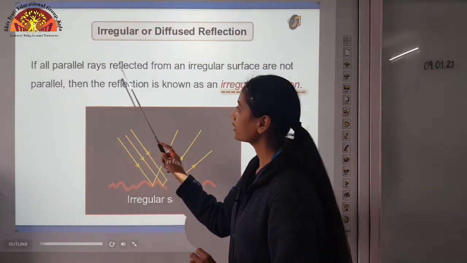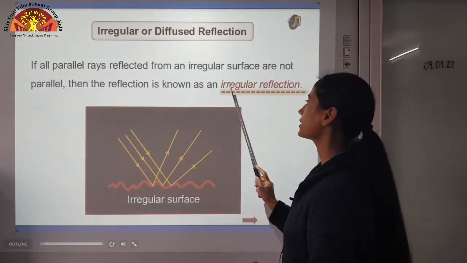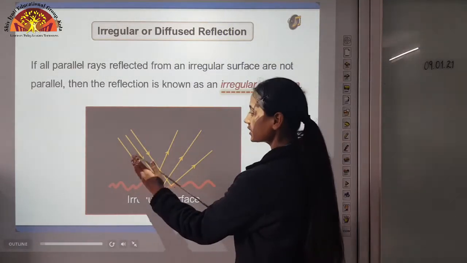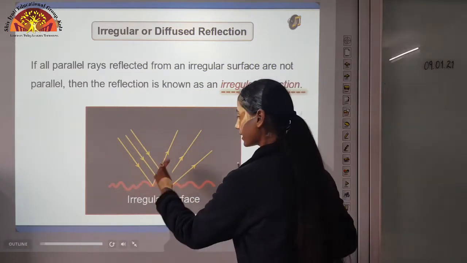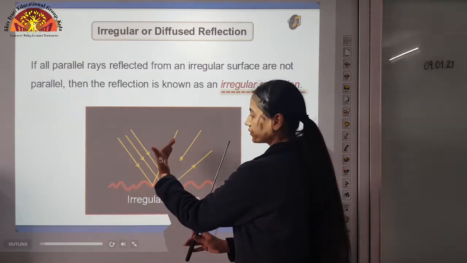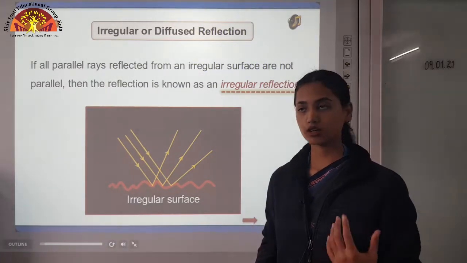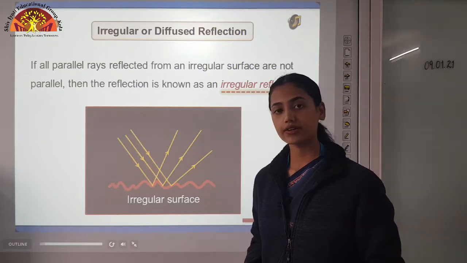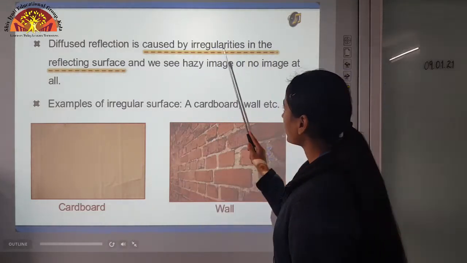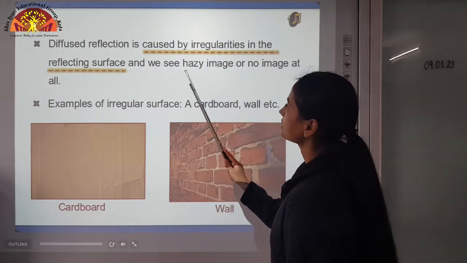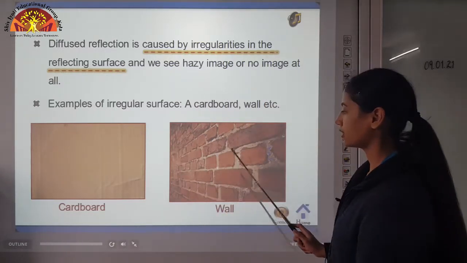So if all parallel rays reflected from an irregular surface are not parallel, then the reflection is known as irregular reflection. You can see initially light rays are parallel to each other, but as they fall on this rough surface, they are getting reflected in random directions. The beam of light rays is not parallel to each other. So this type of reflection forms a not very clear and sharp image, and that is why we are not able to obtain any image on the wall. Diffuse reflection is caused by irregularities in the reflecting surface, and we see a hazy image, that means a blurry image or no image at all. Examples are cardboard, wall.